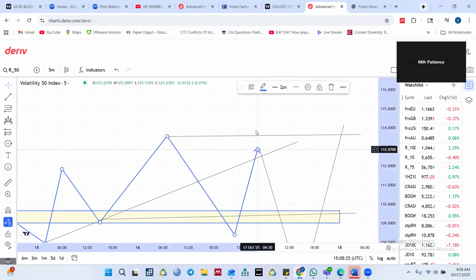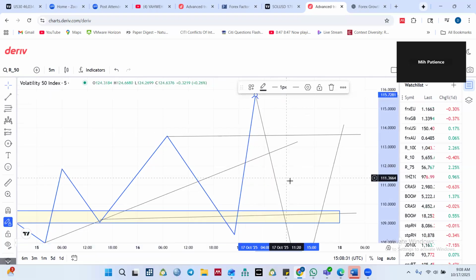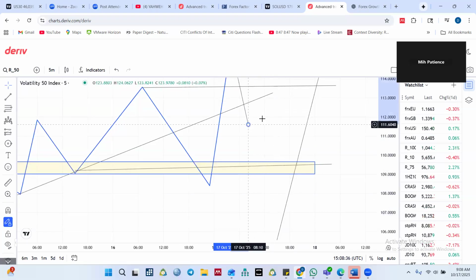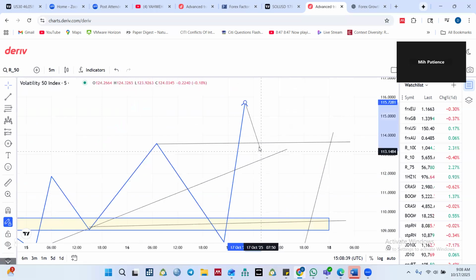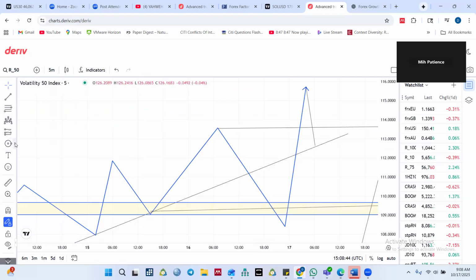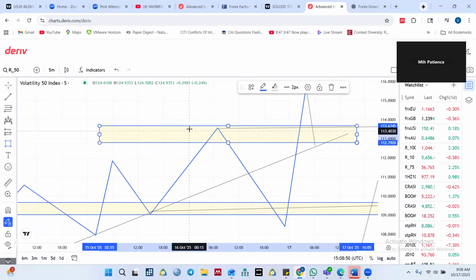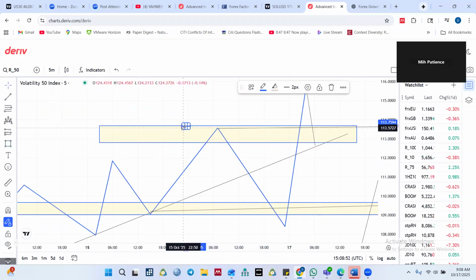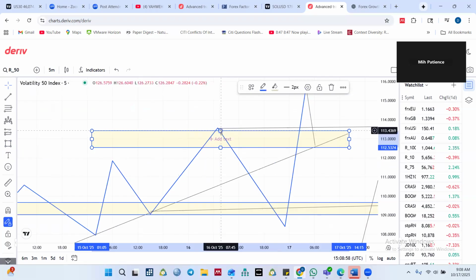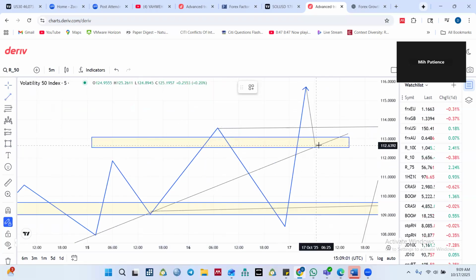It's likely price wants to go up, and after doing that, the only way to sell again is when it comes inside the zone. If it comes inside the zone and stays above the trend line and the resistance, it will keep going up.